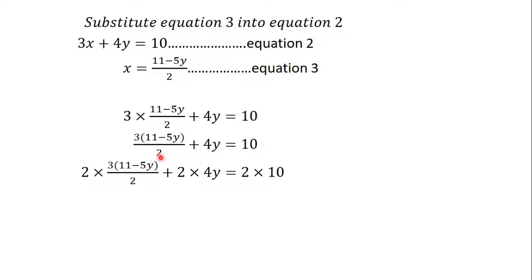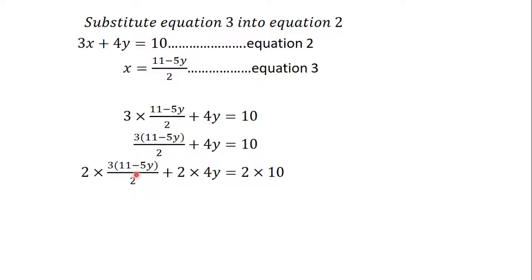So the only fraction is this expression here, and its denominator is 2. The only fraction in this equation is this expression here, which is 3 into brackets 11 minus 5y divided by 2. And the denominator of that fraction is 2. So in order to remove the fractions, you multiply by 2. So you multiply each term by 2.